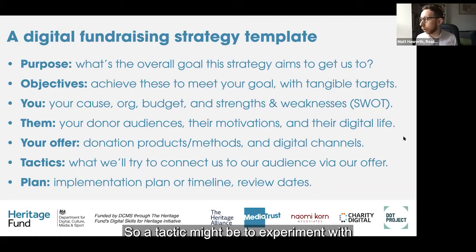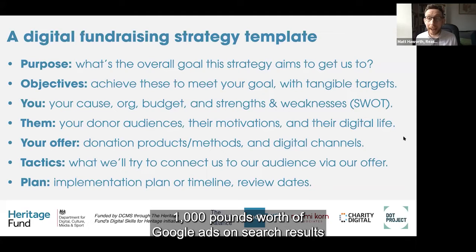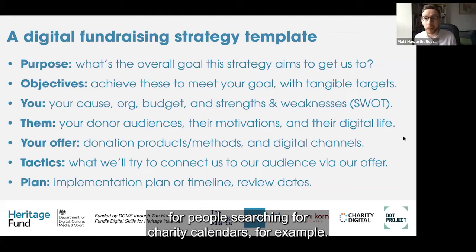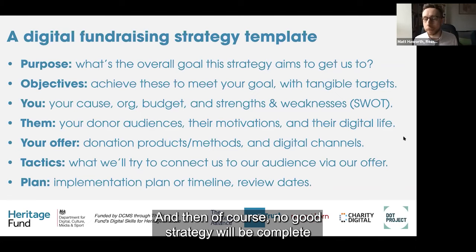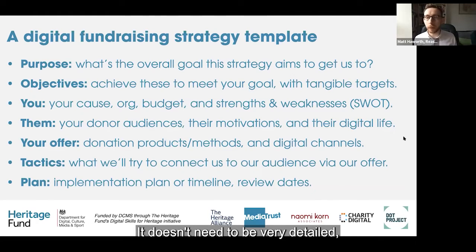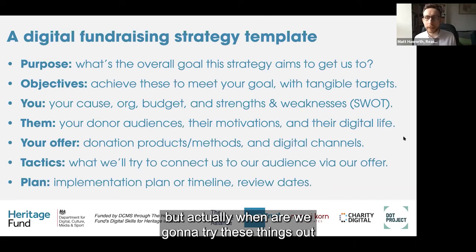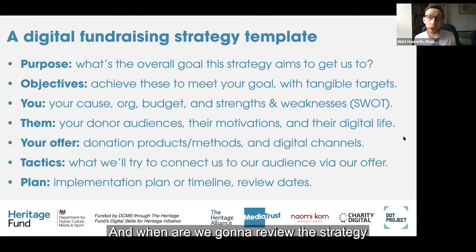So a tactic might be to experiment with £1,000 worth of Google ads on search results for people searching for charity calendars, for example. And then, of course, no good strategy will be complete without a plan. It doesn't need to be very detailed, but actually, when are we going to try these things out and in what order? And when are we going to review the strategy to see whether it's working?